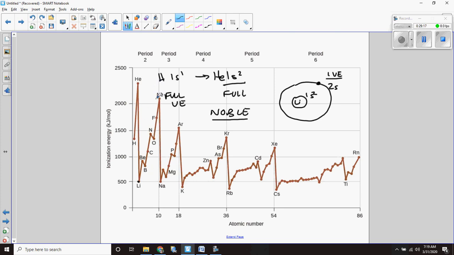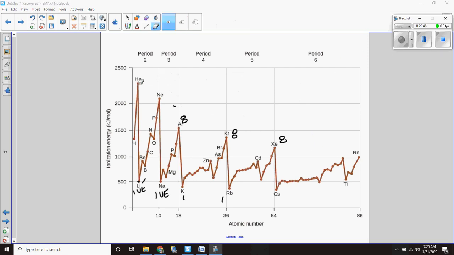Not to mention, as you go across a period from one valence electron to 8 valence electrons, every single time, 1 to 8, 1 to 8, the ionization energy goes up because we're getting more and more full shell. Now the other thing you notice is even though we're going from 1 to 8 each time, the ionization energy is still dropping. All right, so why is that happening?